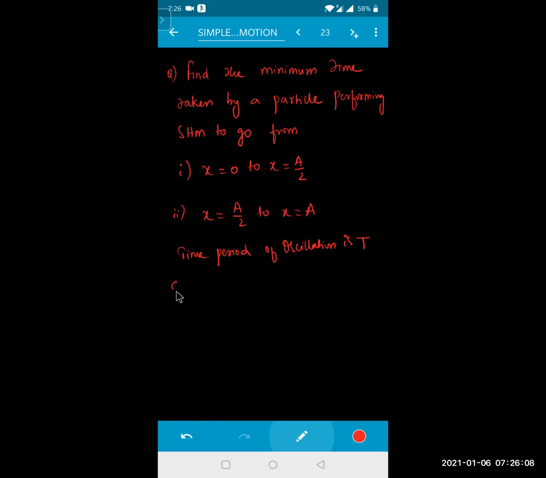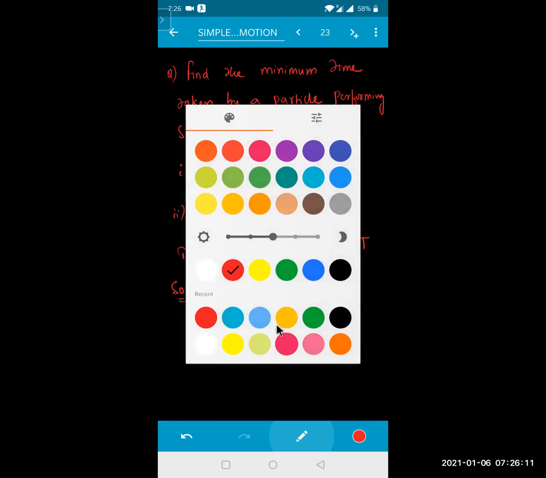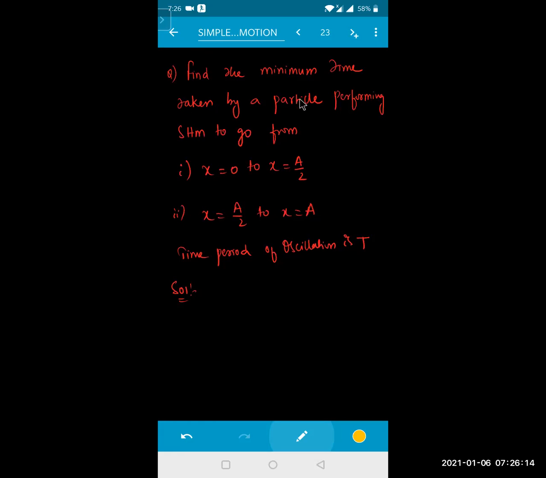What do you mean by that? That means for one complete cycle, the time period is given as capital T. Find the minimum time taken by a particle performing SHM to go from x equals 0 to x equals A by 2. The general equation of SHM, if I'm starting from the origin, is x equals A sine omega t. Say at t equals t1, the displacement is how much? At t equals 0, the particle is here, beta. At t equals t1, say x equals how much? A by 2, isn't it?